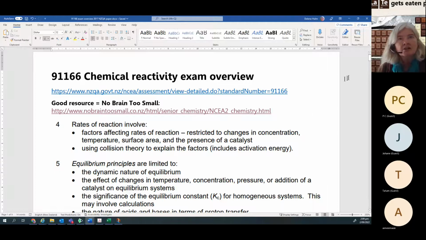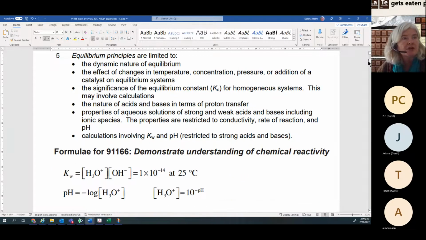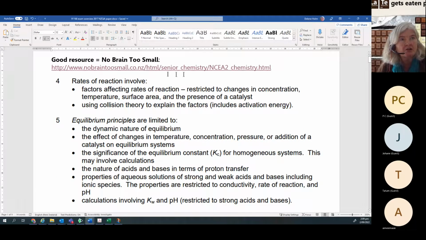Okay, let's now look at the standard. So pretty much there are three things you need to know. The rates of reactions, so there'll always be a question on rates. Then there'll always be a question on equilibrium. So calculating equilibrium constant, or the concentration of a reactant or product, or explaining the effect of temperature and concentration and so on. And then there'll be also something about acids and bases. So generally a question on rates, a question on equilibria, and a question on acids and bases, although that's normally a little bit on the small side.